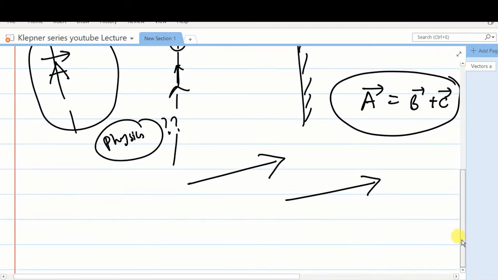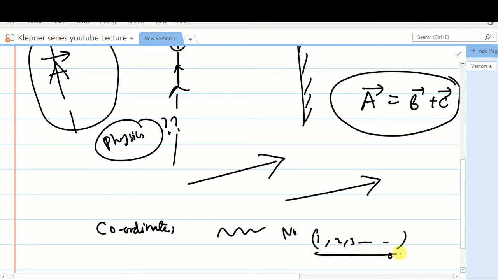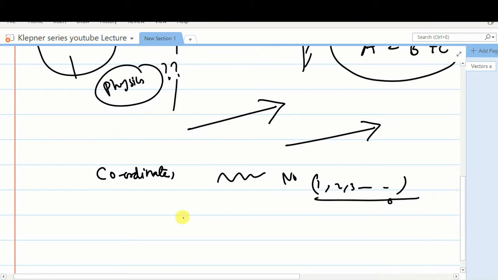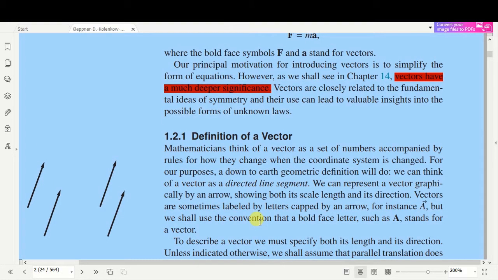Now you are telling me that you have to understand some coordinate, and vectors are some mathematical numbers like 1, 2 and 3 and so on, and they have a certain rule of changing, and from that changing you are actually describing your vectors. My god, and this is real physics.